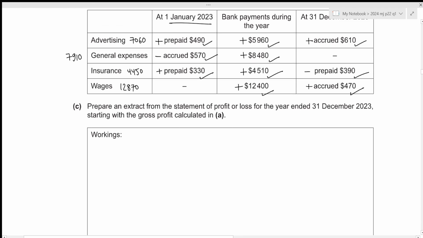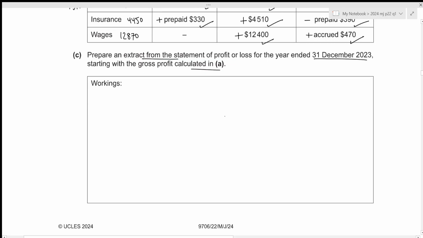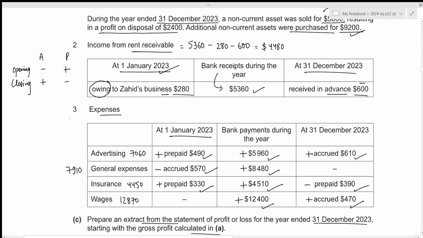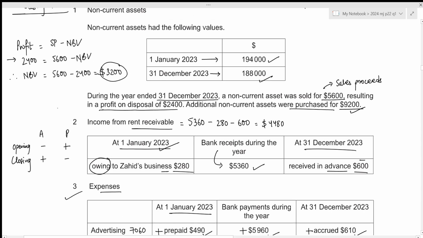Now we need to prepare an extract from the statement of profit or loss for the year ended 31st December 2023, starting with the gross profit calculated in Part A. We have been given the working section, so whatever workings I did within this information itself, you should show within the box for your workings.